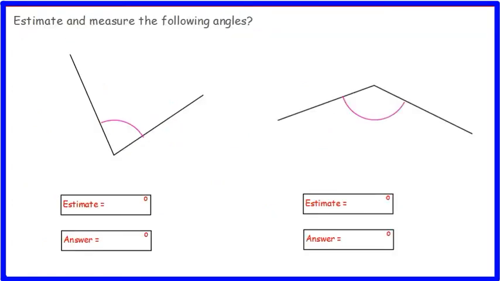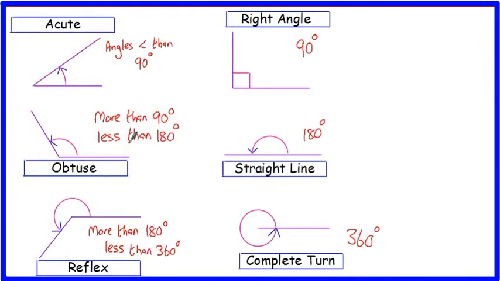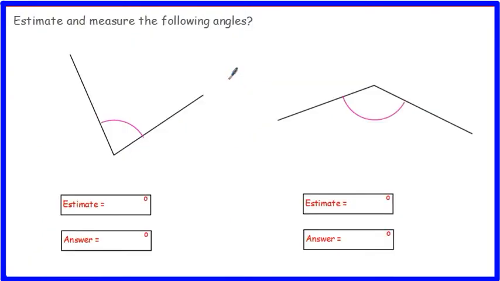Estimate and measure the following angles. And I'm asking you to estimate just because it really helps with the idea of what we're asking to do here. So this is acute. And if I look at my 90 degrees, which is a good guide for this, it looks to be just less than 90 degrees. So I want to say it's about 80 degrees. And I'm just going to look over here as well. There's a straight line of 180. There is 90, so somewhere halfway, nearly 135 degrees.